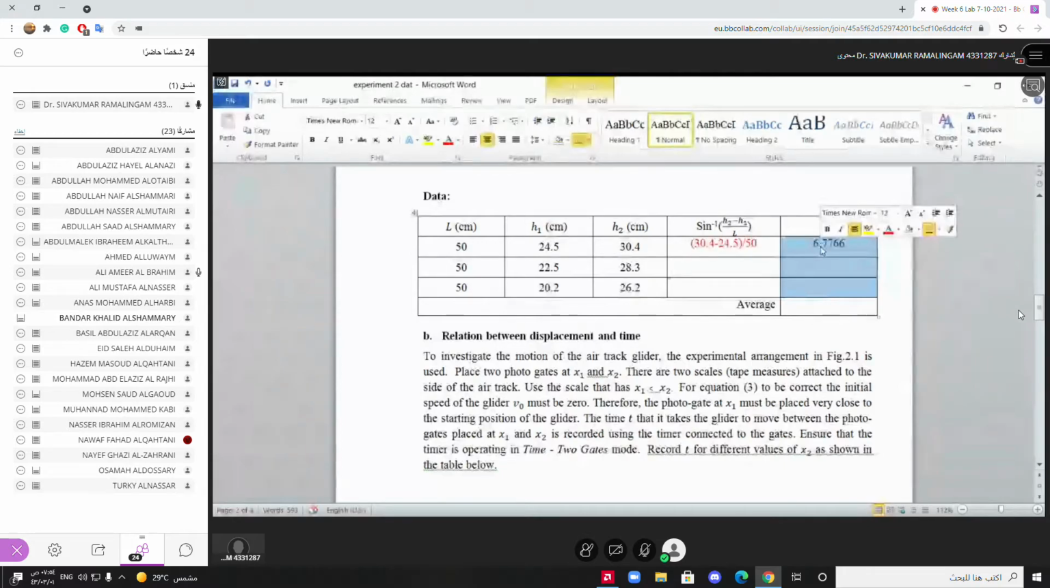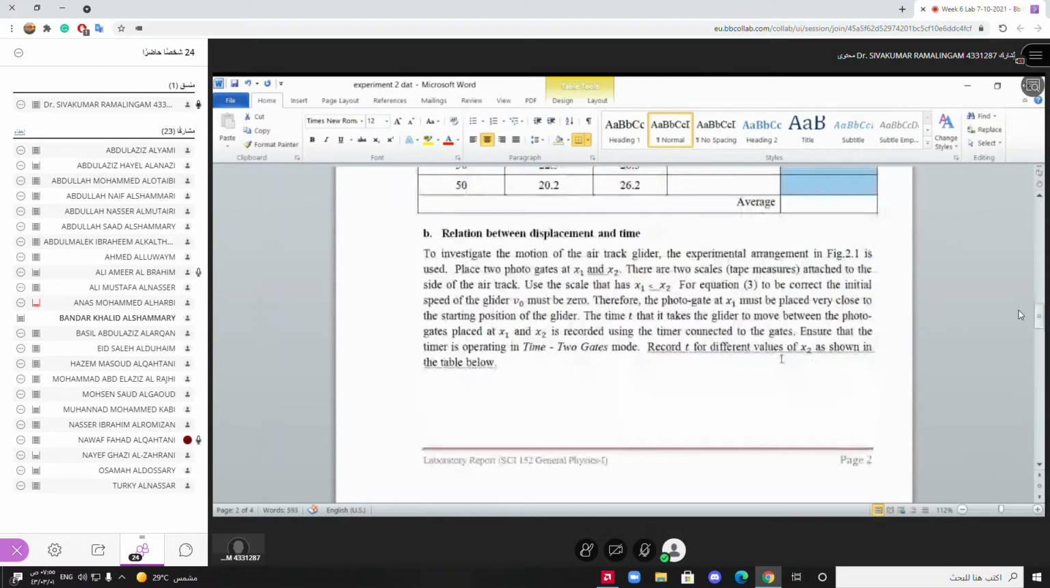Sometimes all the 3 values are equal, sometimes different. To get the correct value, we are going to take the average of the 3 theta values. You know how to take the average? Add the 3 numbers, divided by 3. And that final answer is the average theta. We are going to use this theta in the calculation of acceleration due to gravity g at the end.